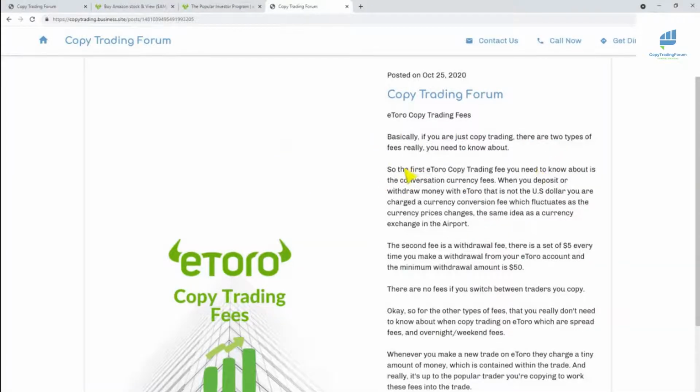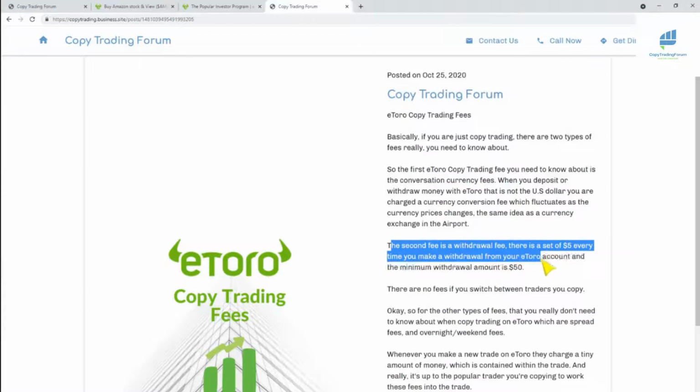But basically there are two kinds of fees on eToro copy trading that you'll need to know. The first one is the conversion fee. eToro runs on US dollars, so every time you deposit money, if it's not US dollars, you'll be charged a small conversion fee, the same way as at a money exchange. And the second one is a withdrawal fee. There's a $5 fee every time you want to withdraw your money from eToro accounts, and the minimum withdrawal is $50, okay?